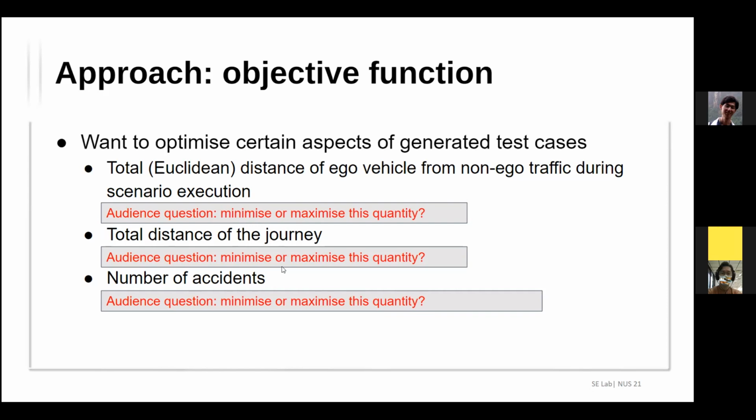So recall again that previously we talked about what makes a good test case, which is that the test case should expose a violation of safety requirements. So the more safety requirements are violated, the better the test case is. So with this information in mind, this quantity should be minimized and maximized to create the most so-called dangerous test case.